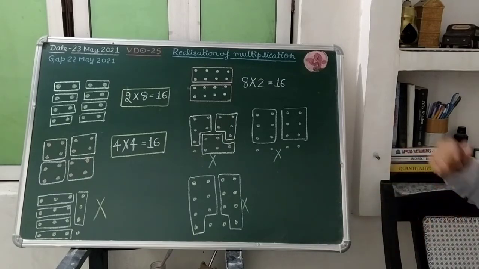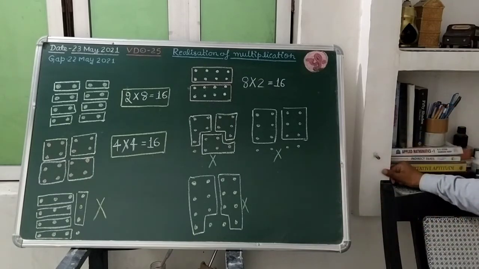Of course, when we are talking about the group of 8 dots, we can group all the dots and we will find 2 groups, so 8 2s are 16.